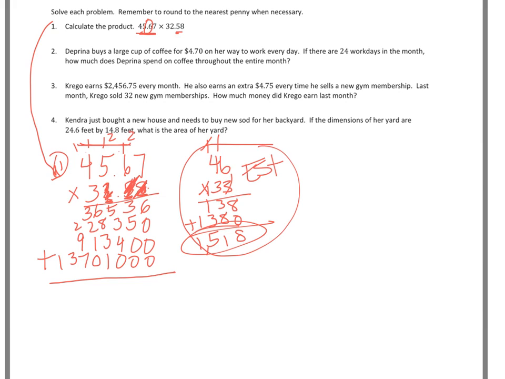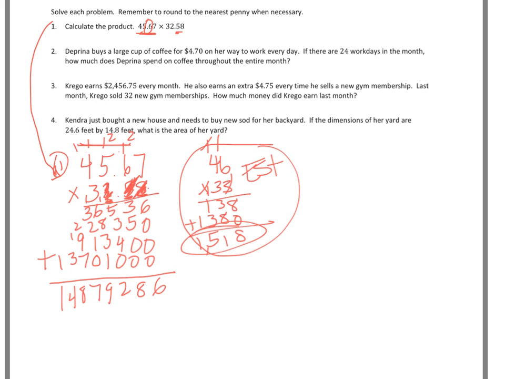Now, I can go through and I can add these up. And that should be my number right there for the answer for multiplication. Now, the only other thing I have to do is figure out where that decimal place goes.